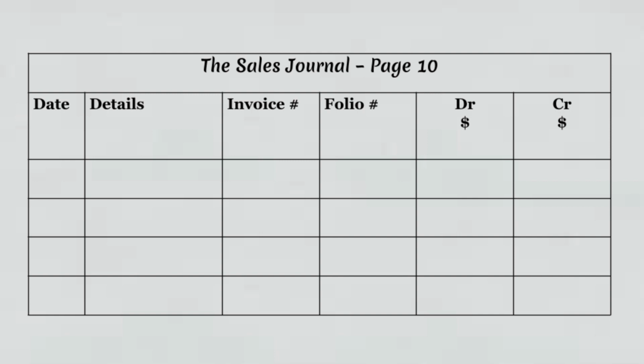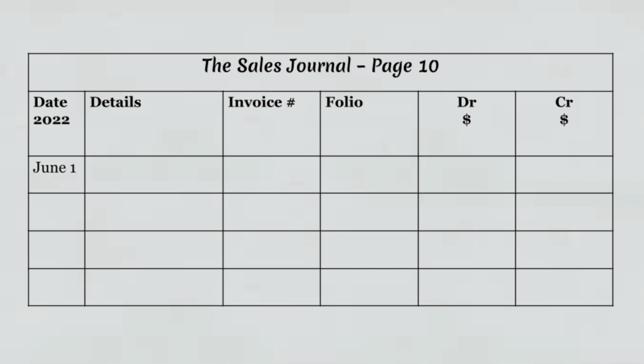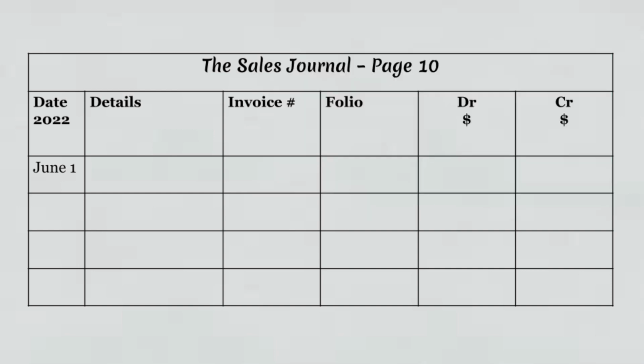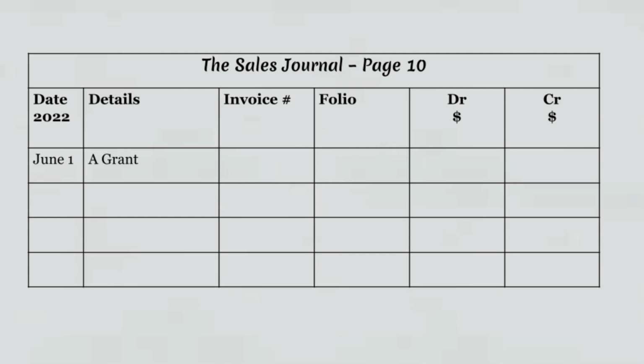Let's transfer the information from the first invoice. The date is June 1, 2022. So we input that on the sales journal. Usually, we only write the year once exactly under the date column, then put each date in a separate row. Note where the June 1st is. Beside June 1st, under Details, we write A. Grant. This is who we sold the goods to.